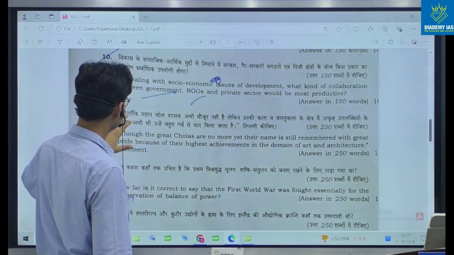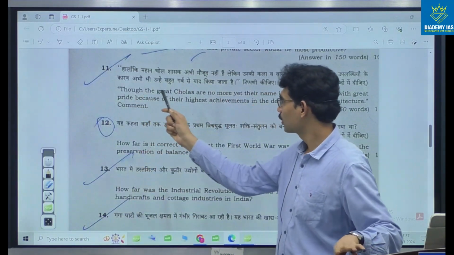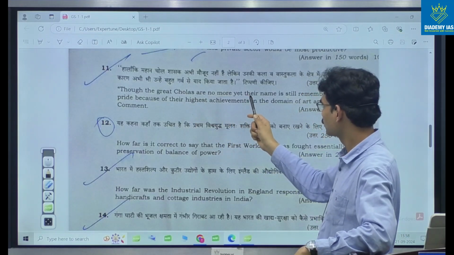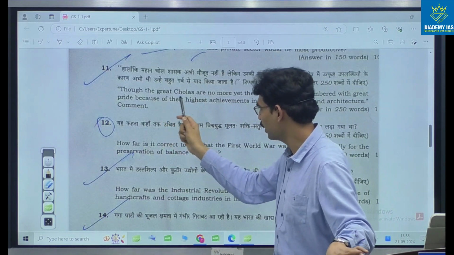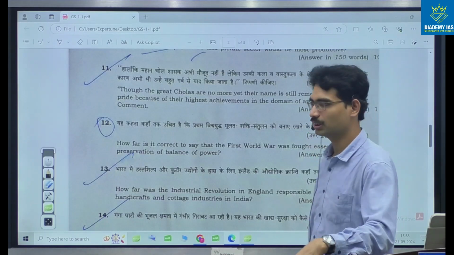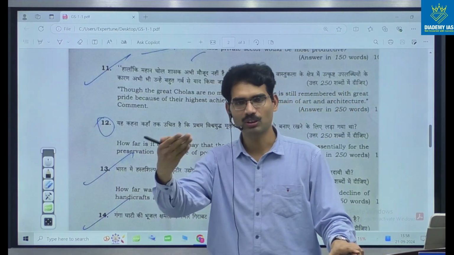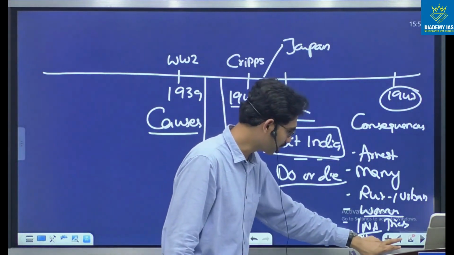11th question. 11th you can see. Though the great Cholas are no more, yet their name is still remembered with great pride because of their highest achievements in the domain of art and architecture. Comment. Similar to Pallavas, and only the location goes a little bit downward.